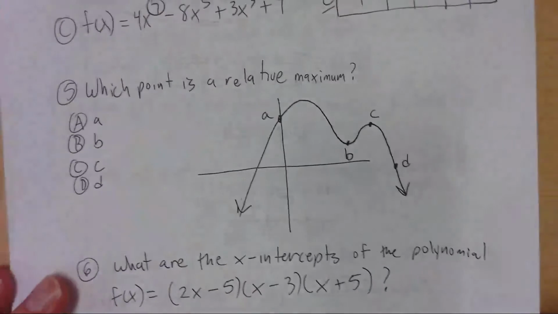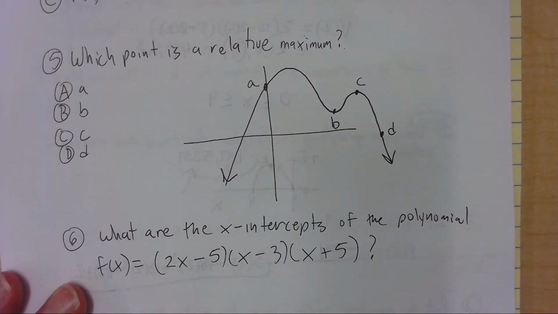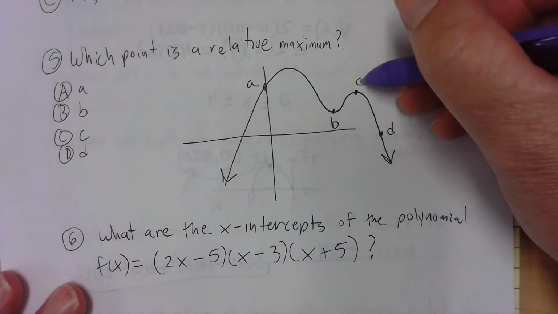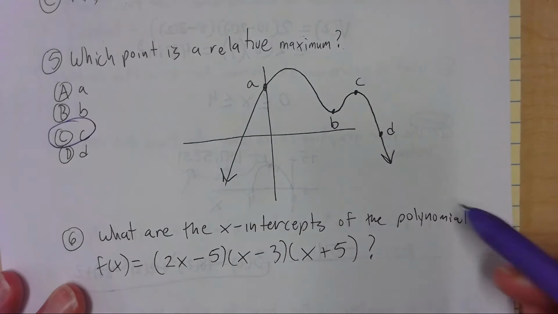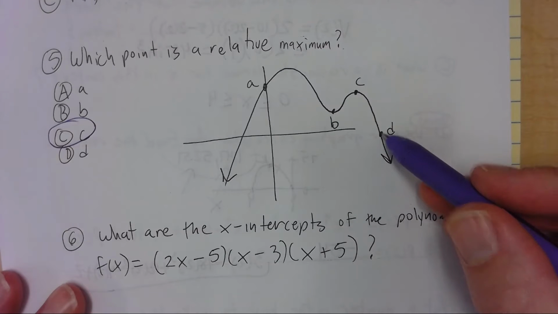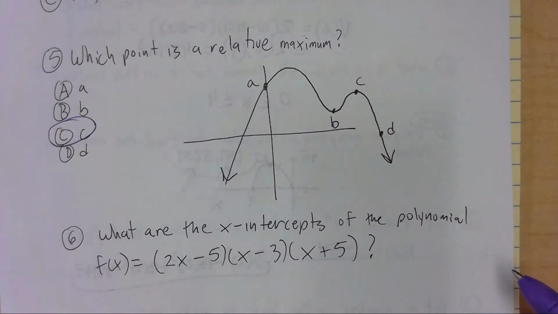The relative maximum is the highest point in a certain area, so that would be C. C is the relative maximum. B would be the relative minimum. D is just on the side where it's going down, and A is where it crosses the y-axis, so that'd be the y-intercept or the vertical intercept.